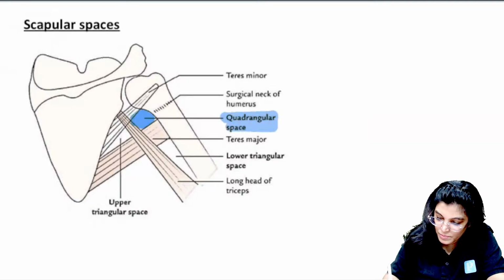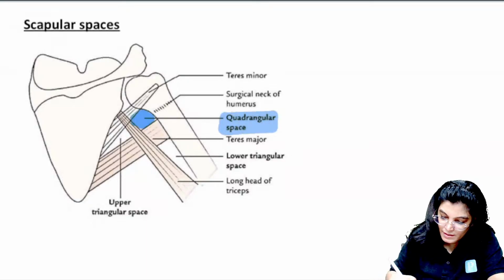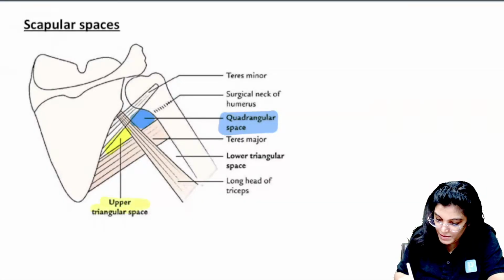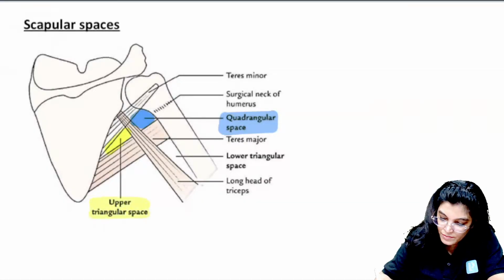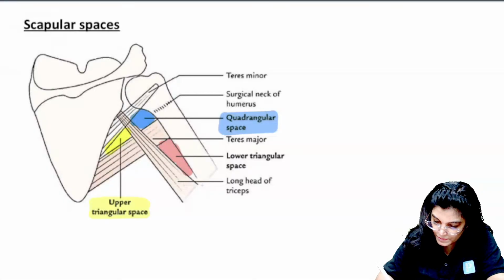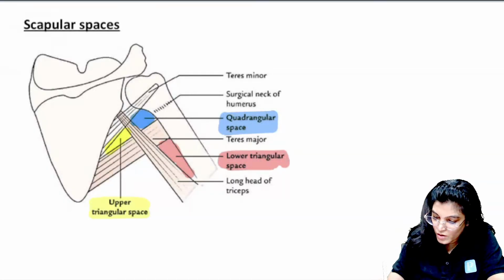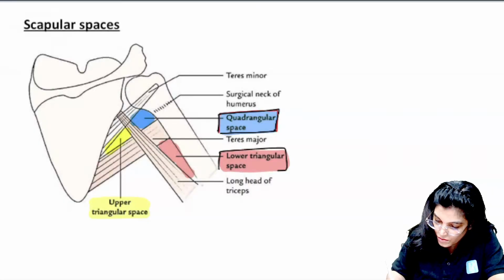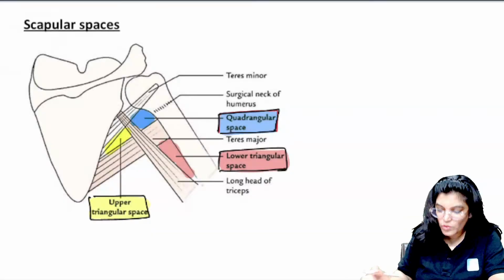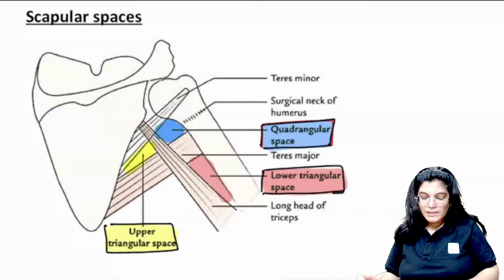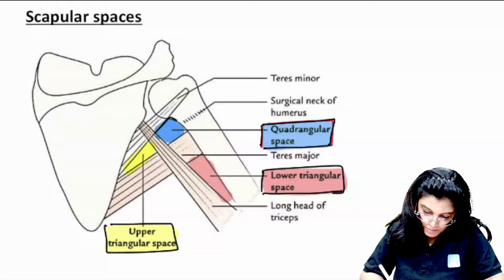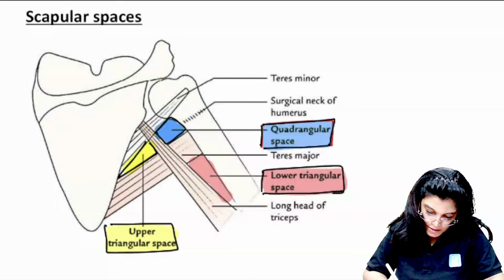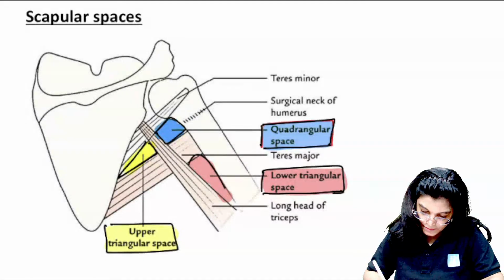This is the quadrangular space. Then we have this space as the upper triangular space, and this space as the lower triangular space. So I have highlighted the three spaces: the quadrangular space, the lower triangular space, and the upper triangular space. What you have to understand is the boundaries and the structures traversing through them. One by one, this is the quadrangular, this is the upper triangular, and this is the lower triangular space.